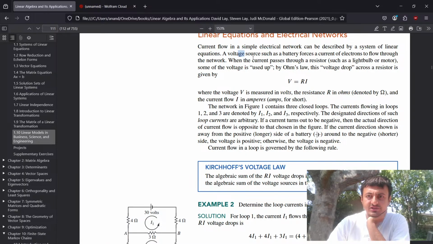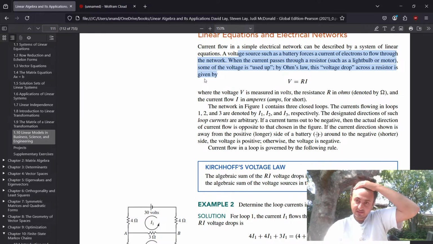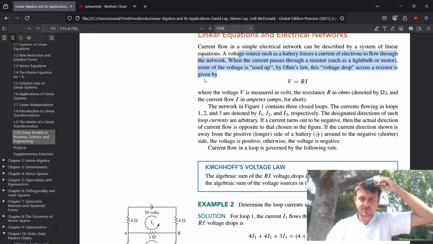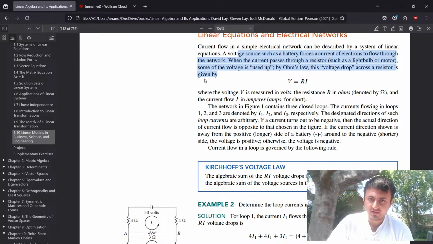A voltage source, such as a battery, forces a current of electrons to flow through the network. When the current passes through a resistor, some of the voltage is used up. By Ohm's law, this voltage drop across a resistor is given by the resistance times the current.